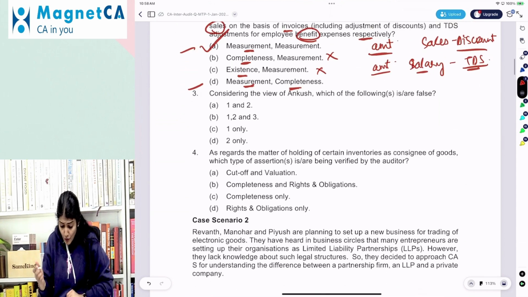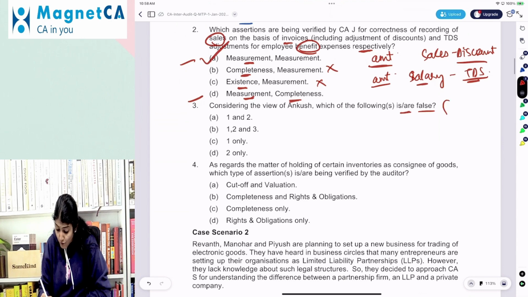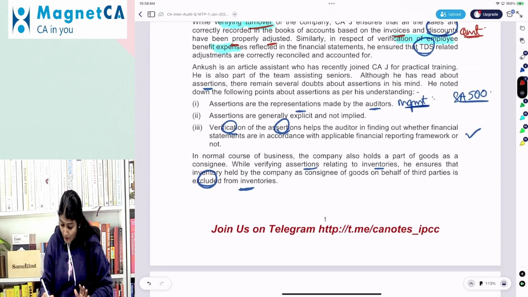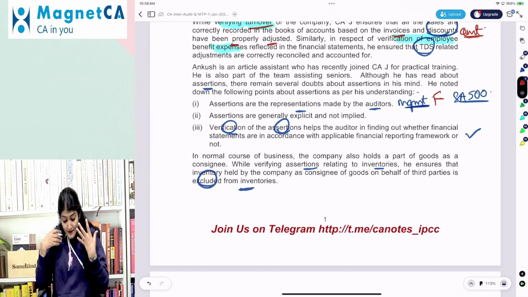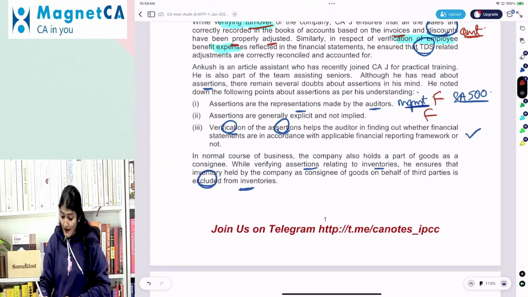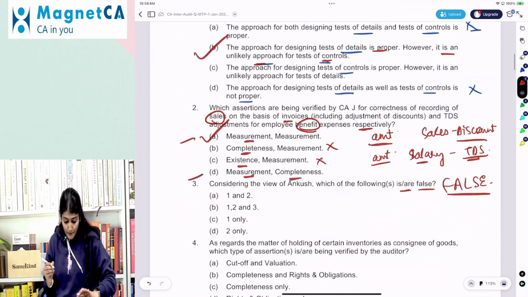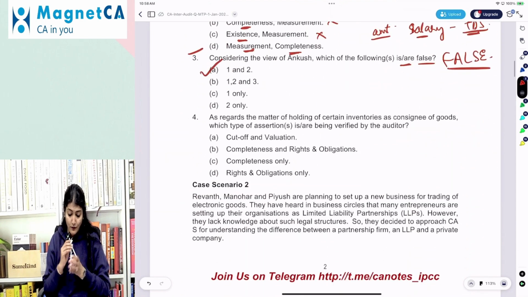Considering the view of Ankush, which of the following are false? Right? So assertions are representations made by the auditor, false. Assertions are generally explicit, false. And the last one we've already said is right, which is true. So 1 and 2 are false.